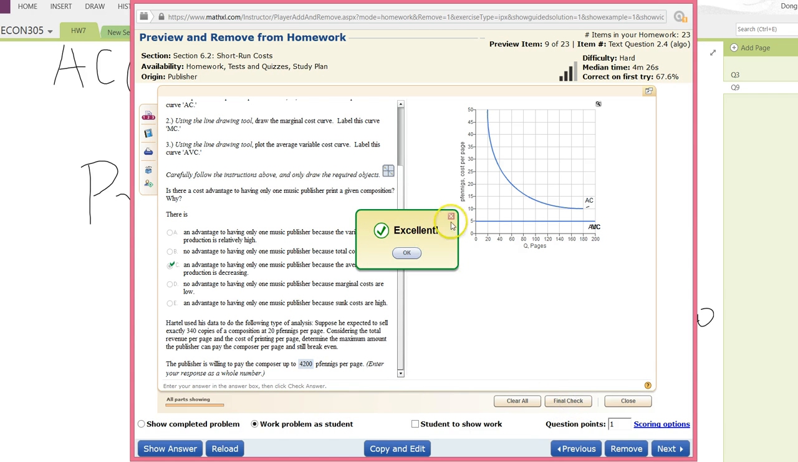Check our answer. Excellent. So basically, I want to use this question as an example to show you how to draw the average cost curve, marginal cost curve, and average variable cost curve. And the starting point is simply to write down the total cost function and also to get the average cost function.